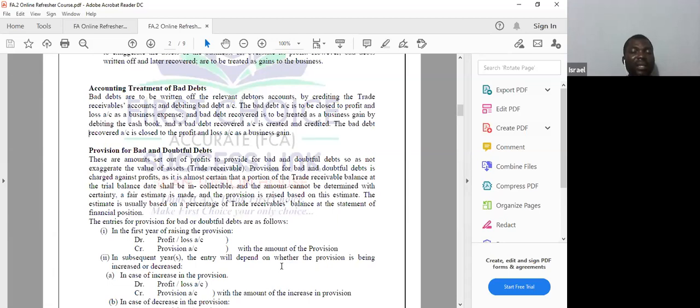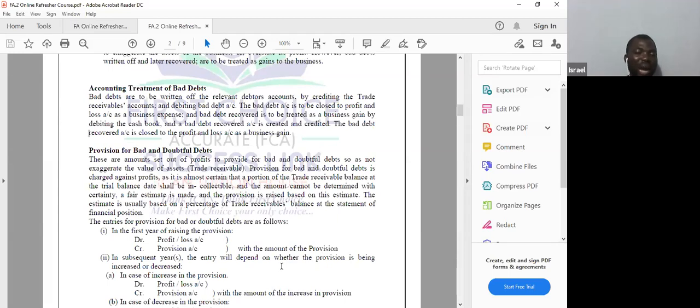If it's higher, then the difference will be taken to the profit or loss account as an increase in the provision for bad debt. If it's actually decreasing, that is a gain to the organization. So we raise it also and put it under other gains as reduction of provision for bad debt. So you put it there. So these are the ways in which you record it.